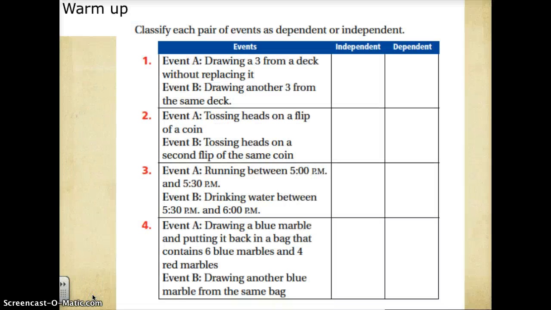Let's start this lesson with a little warm-up. A warm-up about dependent or independent events. We're going to classify each set of events as independent or dependent and see how we do.